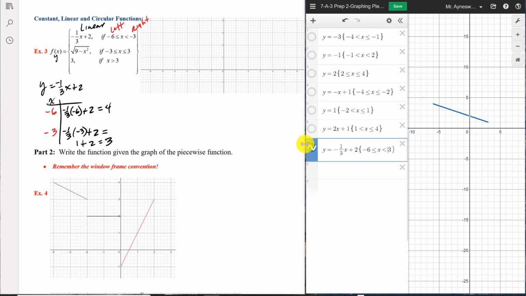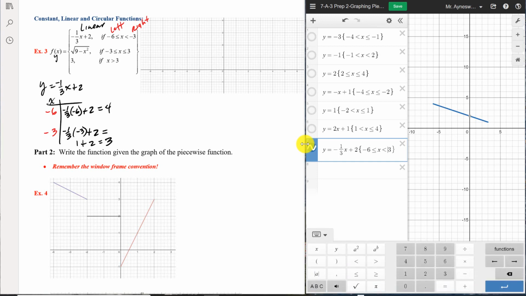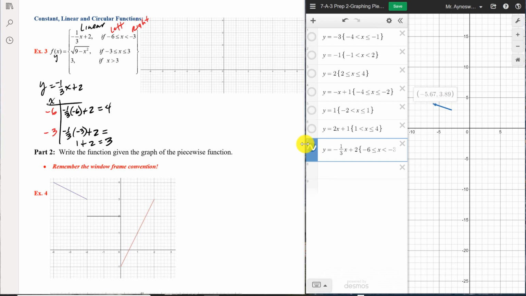Oh, I didn't type it in correctly. That's why it didn't jive. I put in +3 on Desmos, and it's supposed to be -3. So I was wondering why my numbers didn't match. Now this makes more sense. Okay, so on the left side, -4, 6, that jives.